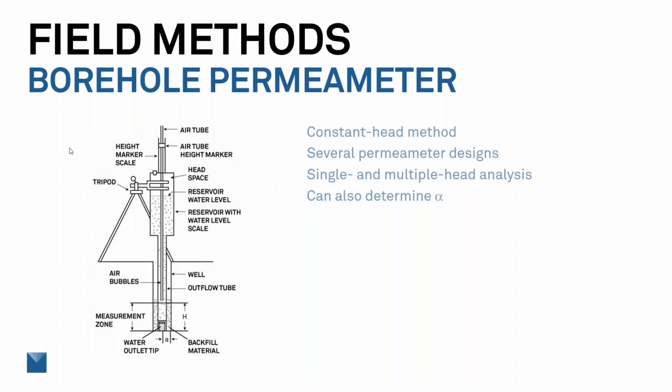There are several designs for these types of borehole permeameters. They have a really big advantage that it allows us to get down deeper and actually look at individual layers. This is really not a good approach if you're trying to do measurements from the surface, but if you want to get down deeper and measure the different soil layers, this can be a really advantageous method.